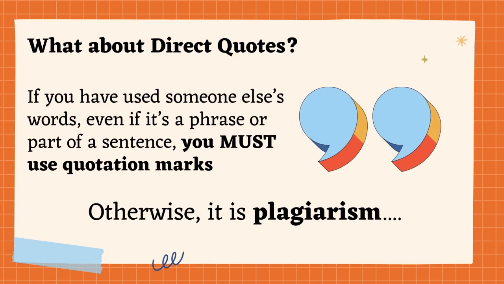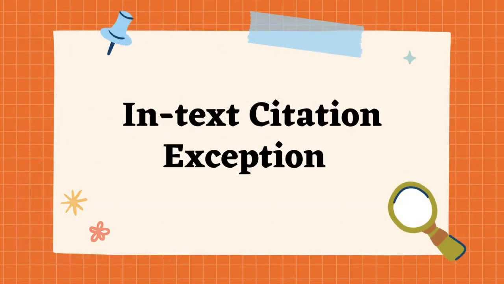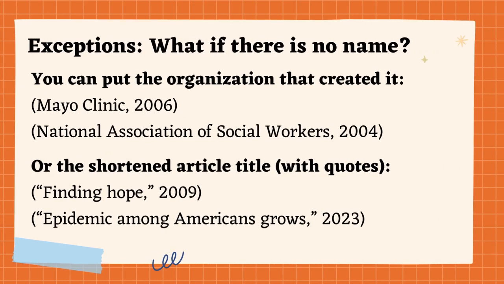Now, there are always some exceptions when we talk about in-text citations. One is what happens if there's no name on the article. This is common with websites especially. You can put the organization that created it. For example, Mayo Clinic, 2006. Or you can put a shortened article title with quotes around it, like "Finding Hope," 2009. This is a way to still alert your reader that you did use a source and that it is listed in more detail in the references page.